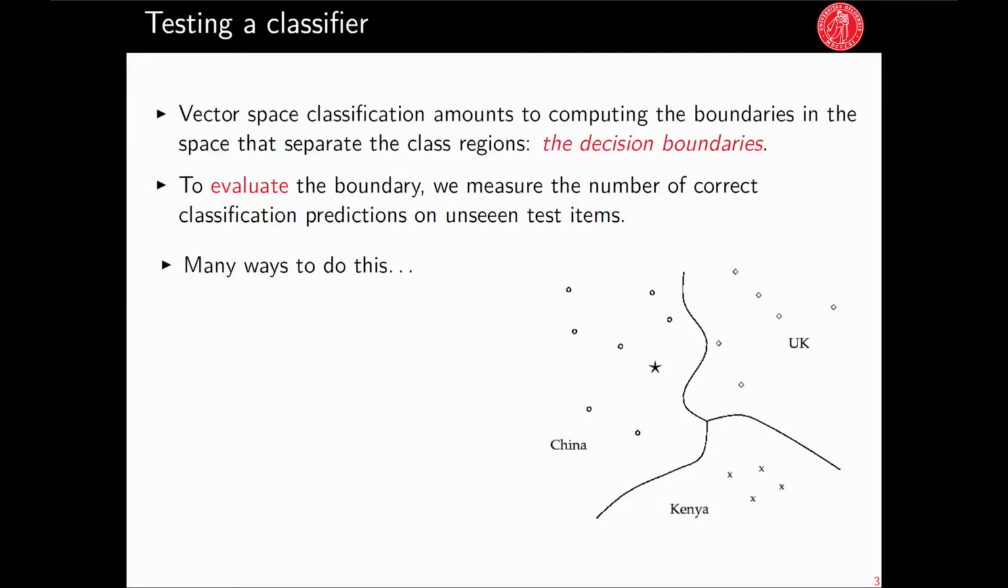Okay, so testing a classifier. So we saw last time that in the context of these vector space classifiers, at least that we've been dealing with, the task of classification can be seen as the task of finding these boundaries that separate the class regions in our vector space. Okay, we refer to these class regions defined by the classifier as the decision boundaries, because depending on what side of this boundary a given test object falls, that decides what class label we will assign. But now we'd like to be able to evaluate this boundary.